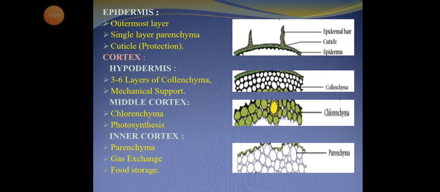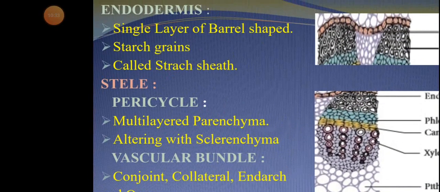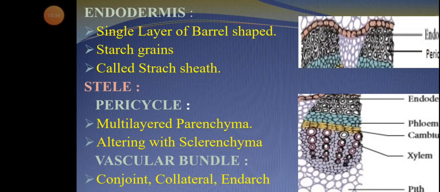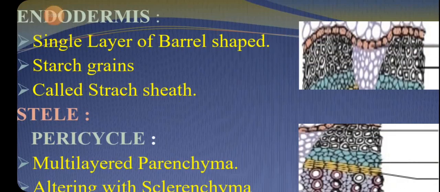Okay, then the next one, endodermis. Next to the cortex, endodermis. Endodermis is a single layer of barrel shaped cells. It has many starch grains, and looking like a sheath around all the vascular bundles, so it is called the starch sheath.